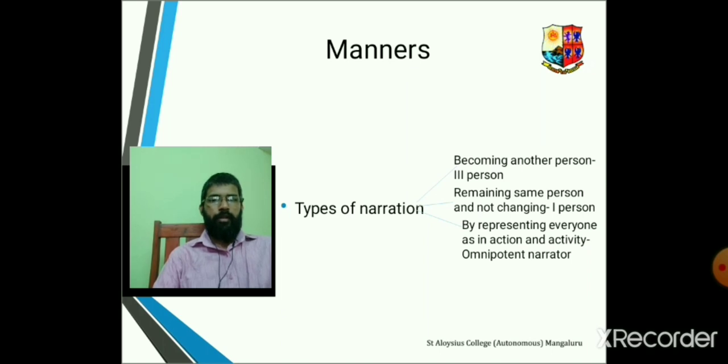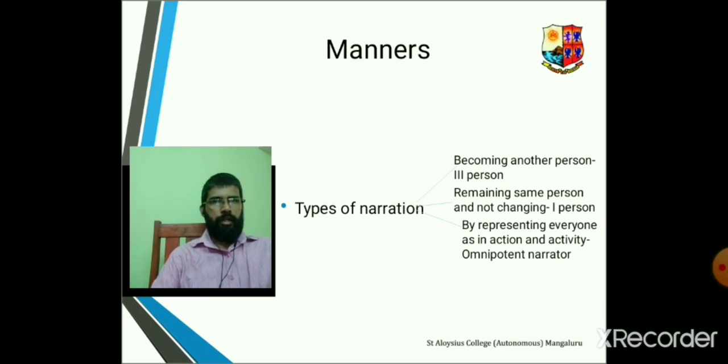For example, I could also be part of the story, but I narrate it from the perspective of somebody else. So that's third person narration. Normally this is something that's prominently used by many people. Third person narration: he goes there, she goes there, or narrating a story of my friend from his perspective. So that's third person narration.